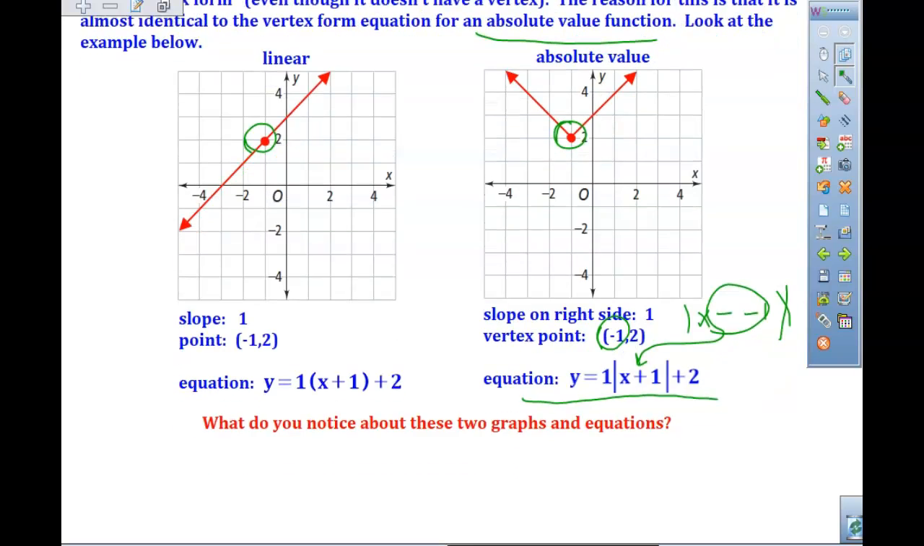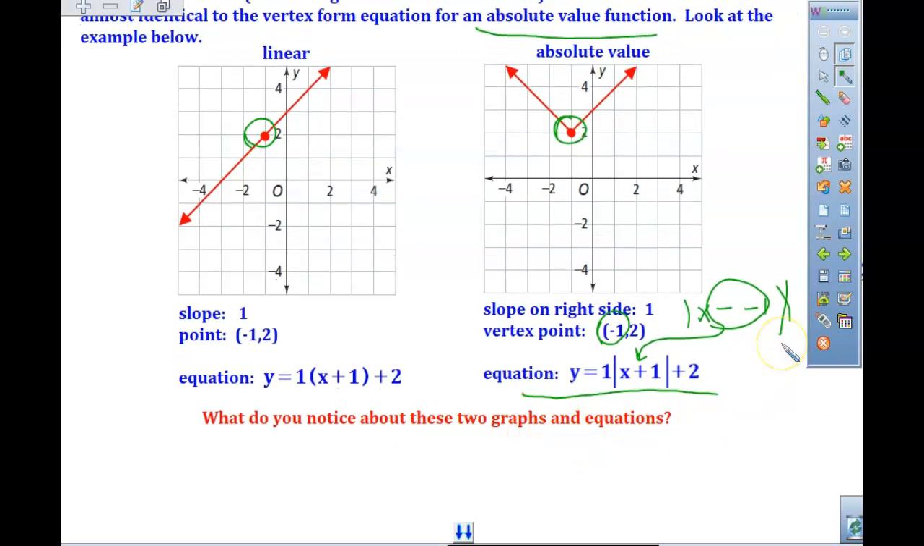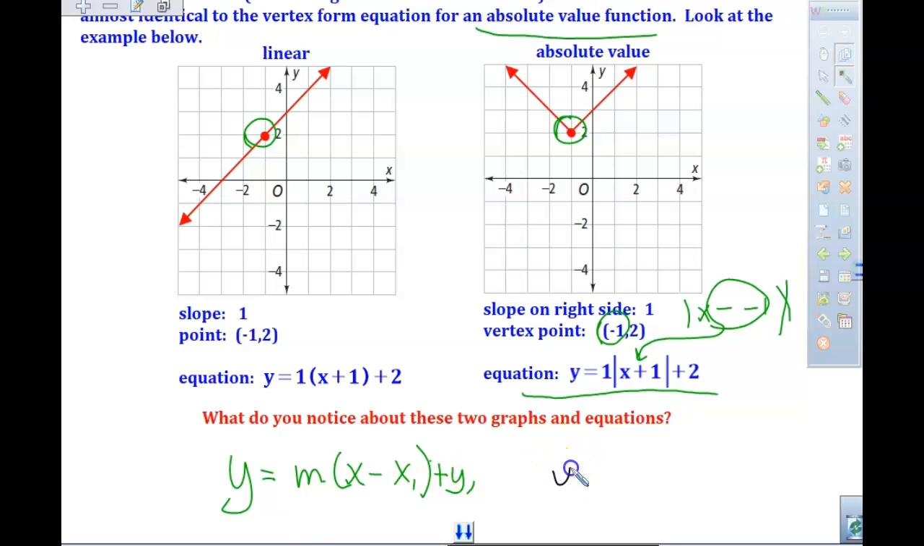So the question asks, notice these 2 graphs as we are looking at these equations. What do we notice about them? If we look at the two things, what we notice is that the y, write down, equals m times x minus x1 plus y1, and y equals m times the absolute value of x minus, this is how they write it now, h, plus k. But this is really the x point of your vertex.